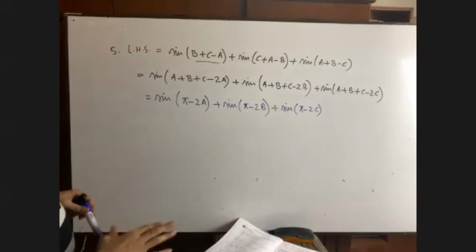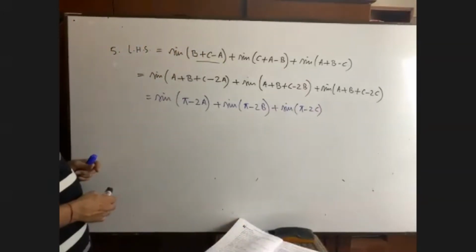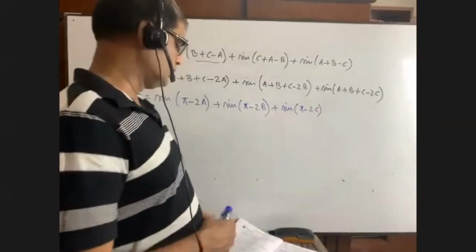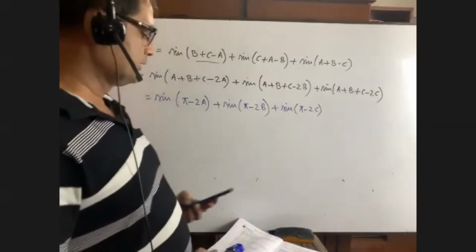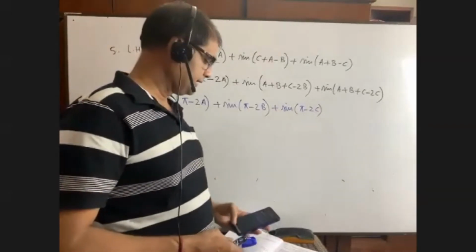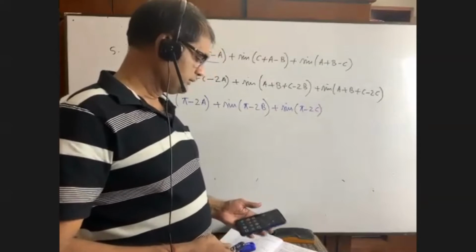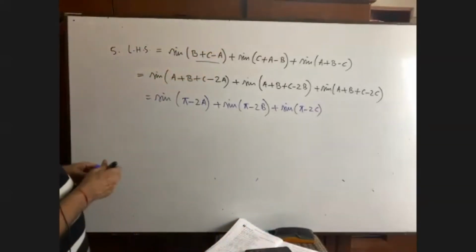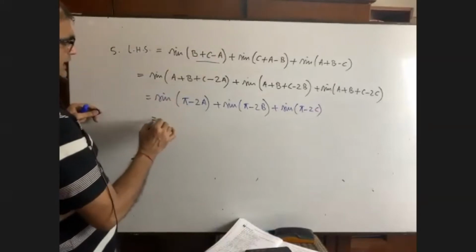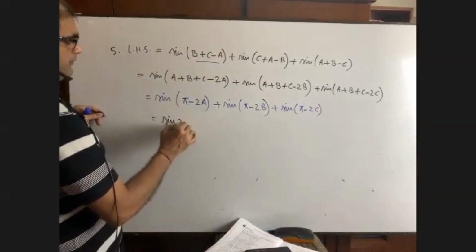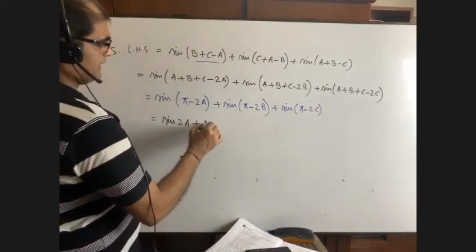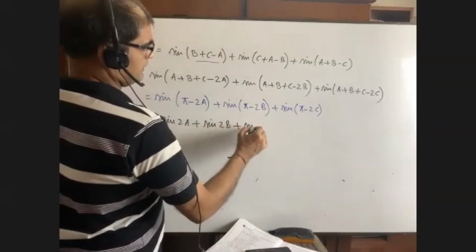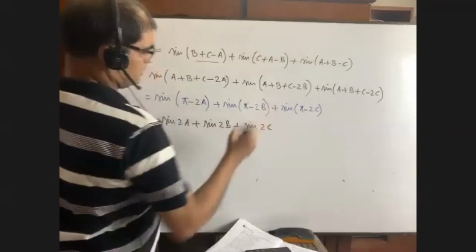Now we see that it is in the second quadrant. All lie in the second quadrant. Angle A, angle B, angle C, all of them lie in the second quadrant. Now we see it is sine 2a, sine 2b, sine 2c. Now I think all of you can do this math.